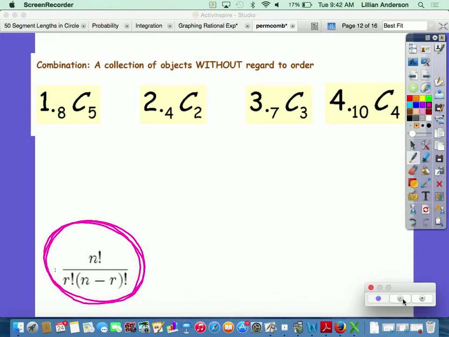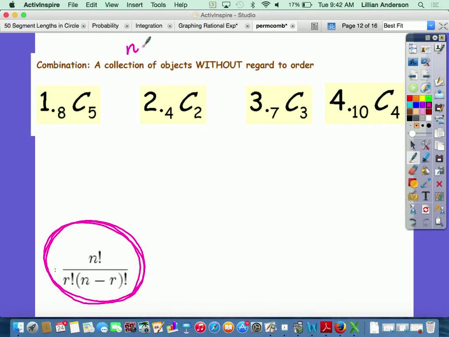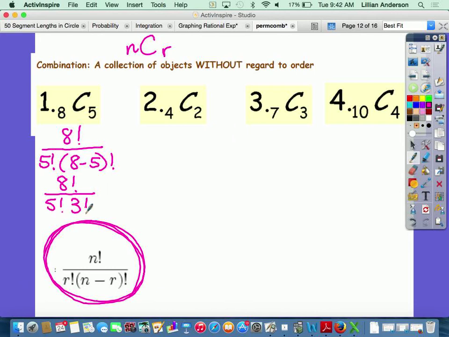So the N and the R is the same N and R that you had from before. Okay, the number of objects you're choosing from and how many you're choosing at a time. So in number 1, N is 8, R is 5. If I wanted to do this by hand, I would have to do 8 factorial all over 5 factorial, 8 minus 5 factorial. We talked about factorial already, didn't we? Okay, yes. So, if I simplify this, it is 8 factorial all over 5 factorial times 3 factorial.